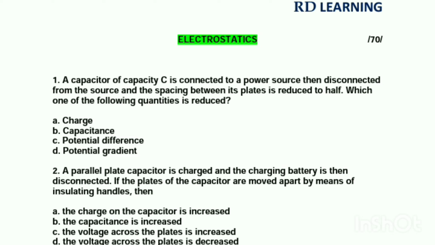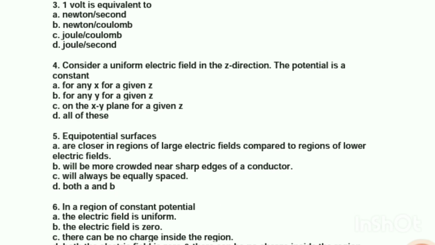If the plates of the capacitor are moved apart by means of insulating handles, then the charge of the capacitor is increased. Next, 1 volt is equal to joule per coulomb, C. Next, consider a uniform electric field in the z direction.